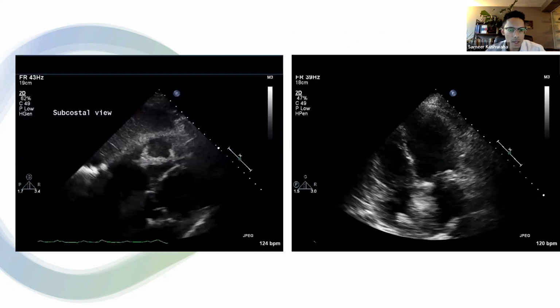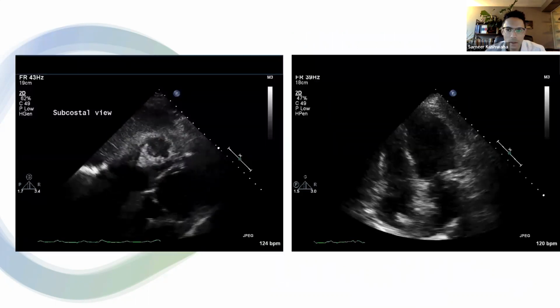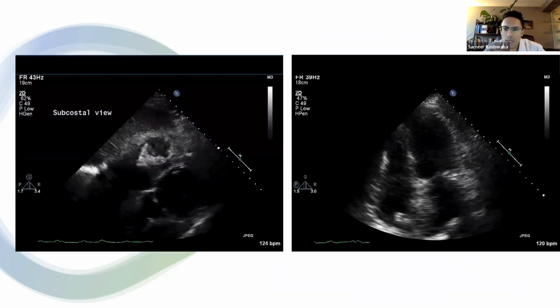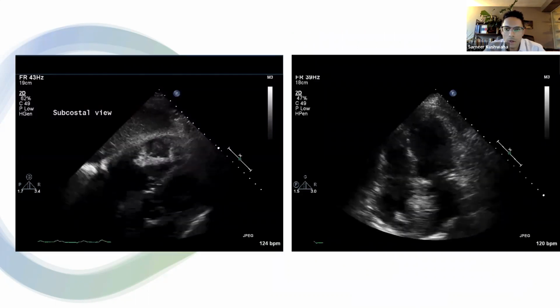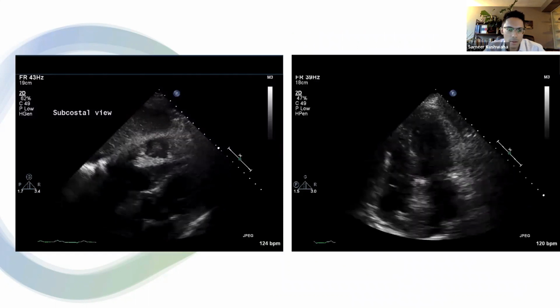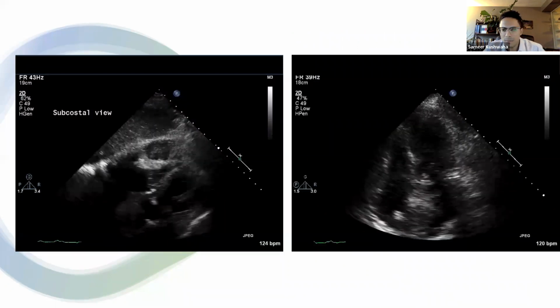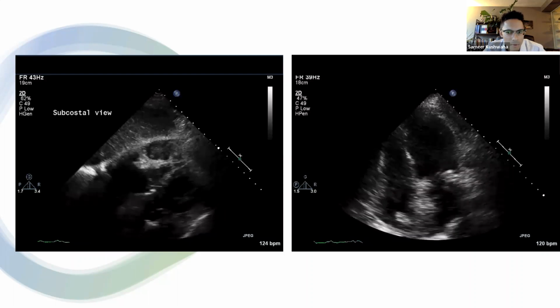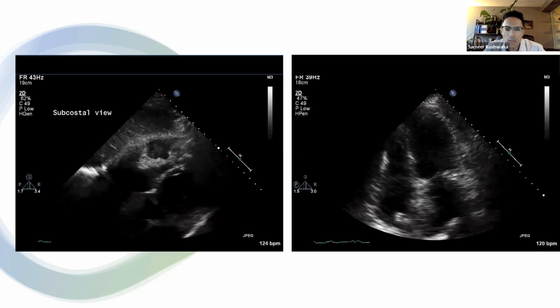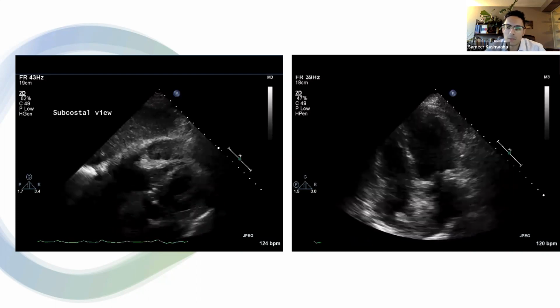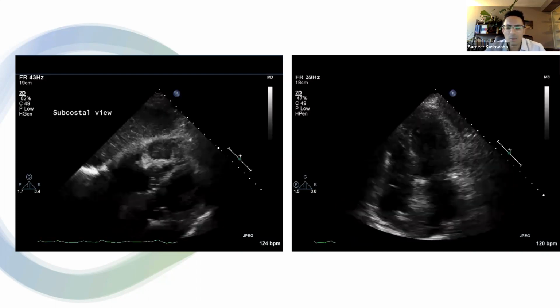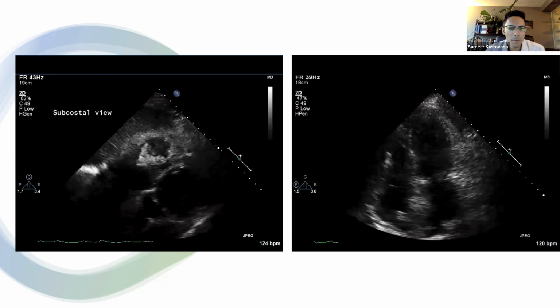So these are some pictures from one of the echoes done in our lab. On the left, it shows a subcostal view where we can see a fairly large pericardial hematoma abutting the right ventricle, which is suggestive of possible impairment of RV flow. But on the right, which is an apical four-chamber view of the same patient, we actually see that the right ventricle looks to be filling quite well. And I don't believe that there was actually any hemodynamic compromise in this patient.